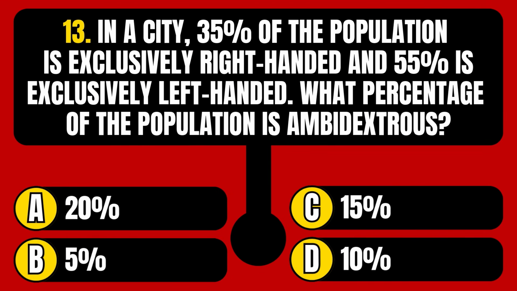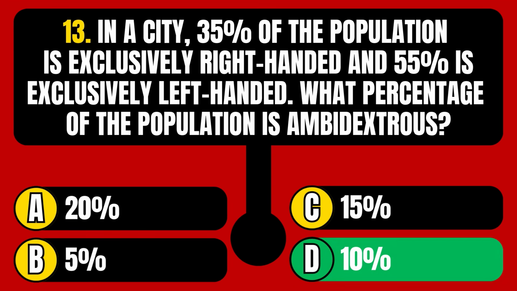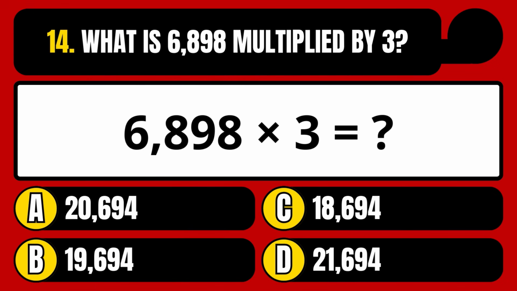In a city, 35% of the population is exclusively right-handed and 55% is exclusively left-handed. What percentage of the population is ambidextrous? 20%, 5%, 15%, or 10%? The correct answer is Option D, 10%. What is 6,898 multiplied by 3?